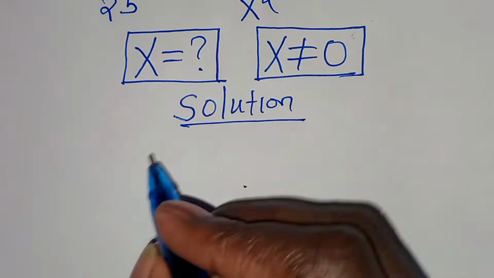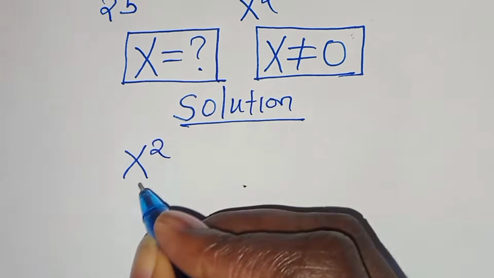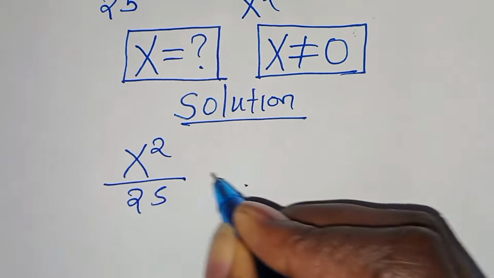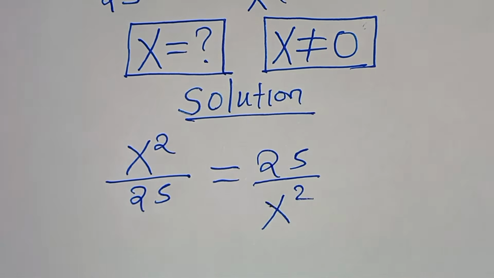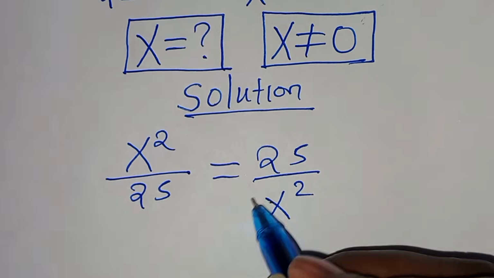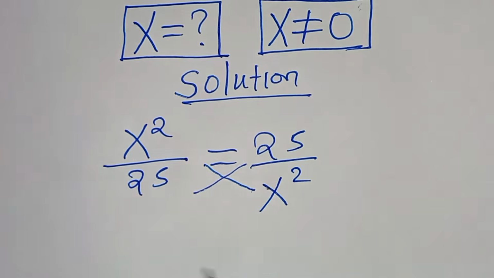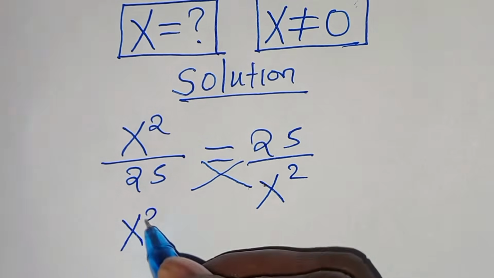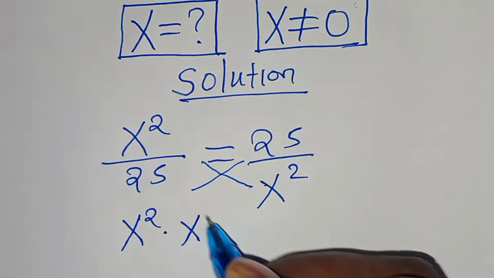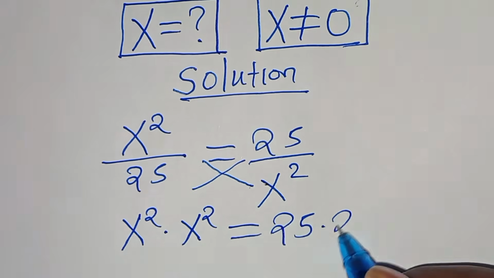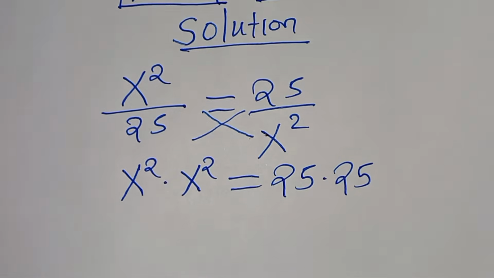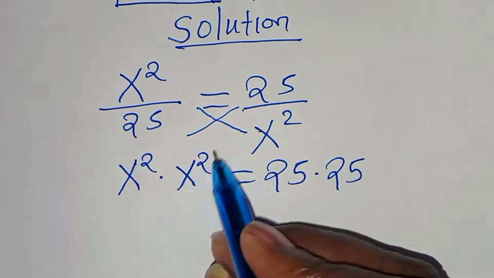So we have x squared divided by 25, equal to 25 over x squared. The first step to do here is to cross multiply, so that now we have x to the power of 2 multiplied by x to the power of 2, equal to 25 multiplied by 25.